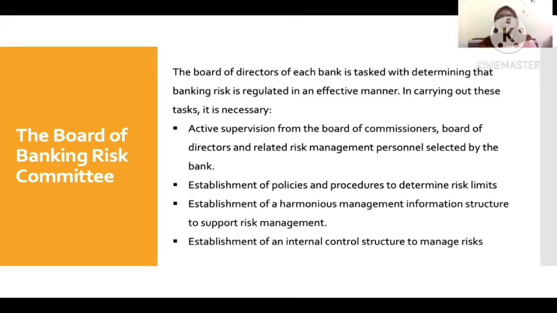In carrying out these tasks, the Board of Banking Risk Committee needs active supervision from the Board of Commissioners, the Board of Directors, and related risk management personnel selected by the bank. The second is establishment of policies and procedures to determine risk limits. The third is establishing a harmonious management information structure to support risk management. And the last is establishing an internal control structure to manage the risk.